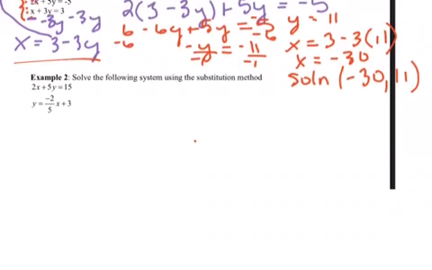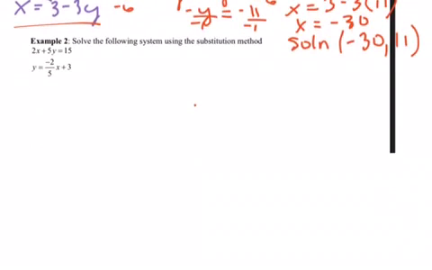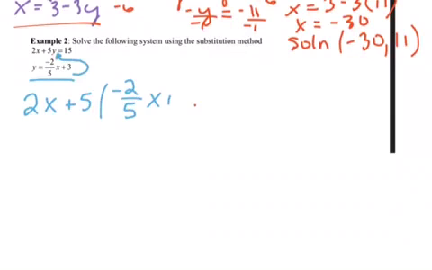All right, let's look at the second one. So again, we're going to use substitution. Notice the second equation is already solved for y. So I actually don't have to solve anything for one of the variables. It's done for me, so I'm going to plug it in for y in the top equation. So I have 2x plus 5 times negative 2 over 5x plus 3, and that's supposed to equal 15.